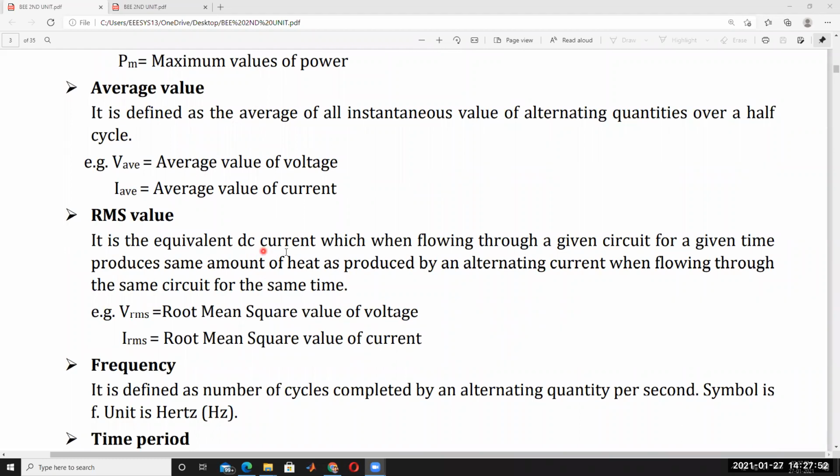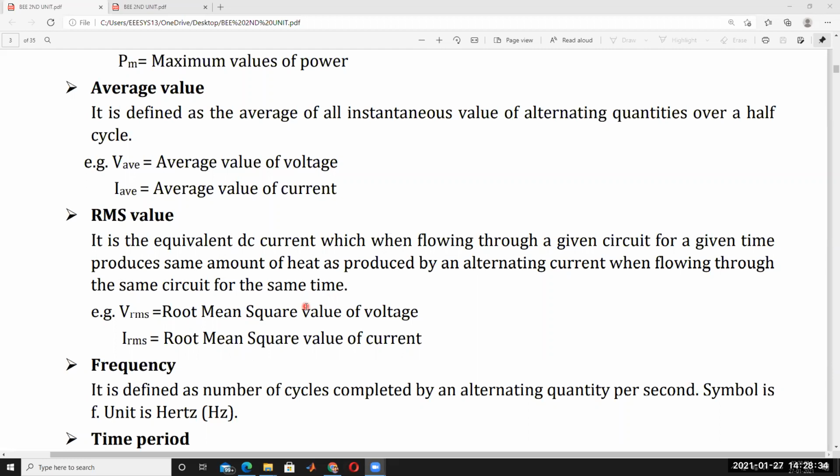It is the equivalent DC current which, when flowing through a given circuit for a given time, produces the same amount of heat as produced by an alternating current when flowing through the same circuit for the same time. It's called RMS value. RMS means root mean square.